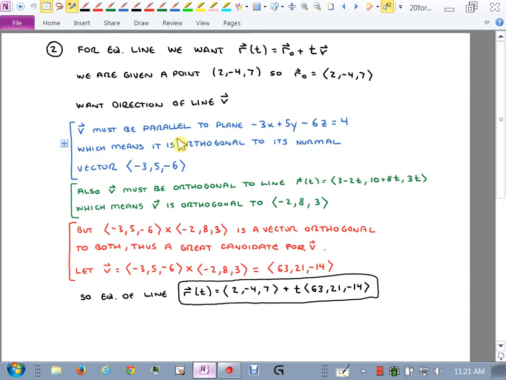And then this other line has a direction, and I'm supposed to be perpendicular, which means this direction has to be orthogonal to this also. So that means you're trying to find a vector that's orthogonal to two other vectors. How do you do that? This is one of the big points.